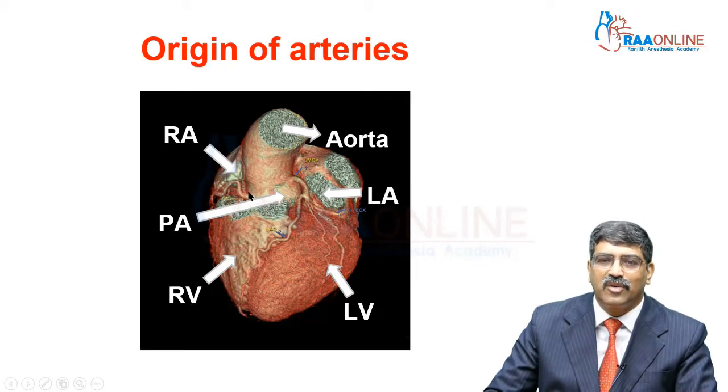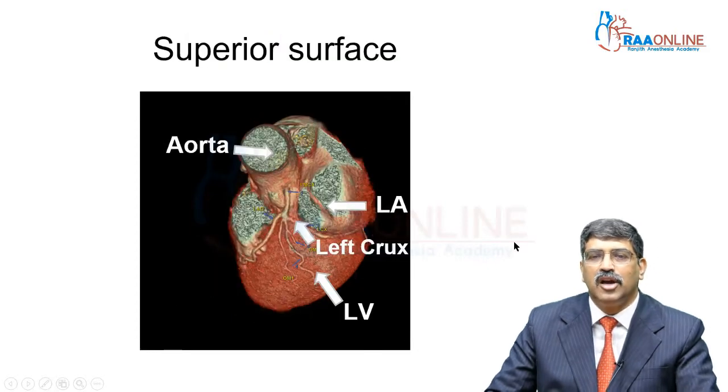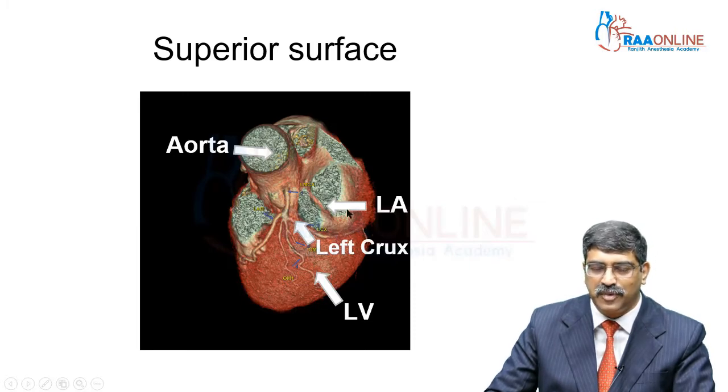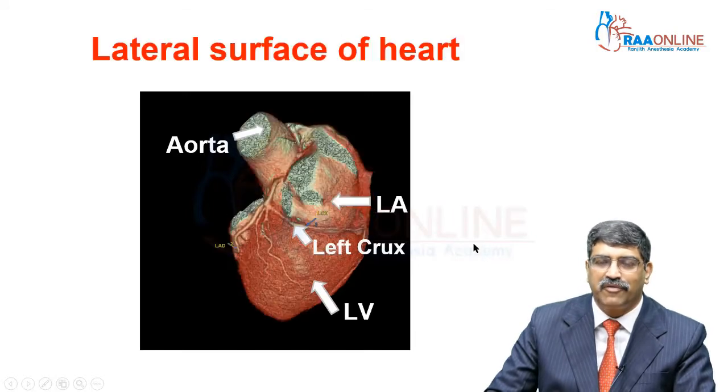And you can see the right coronary artery comes from the right coronary sinus between the right atrium and the right ventricle. If you look from the superior surface, this is the aorta, this is the pulmonary artery and this is the left main coming from the aorta. And you have the left atrium and left ventricle and you can see the circumflex going in the left crux. The crux is between the left atrium and the left ventricle.